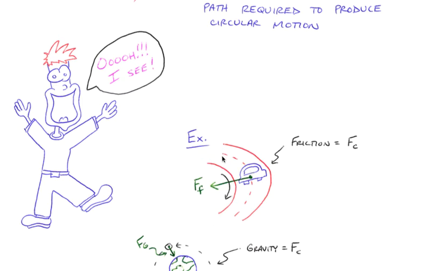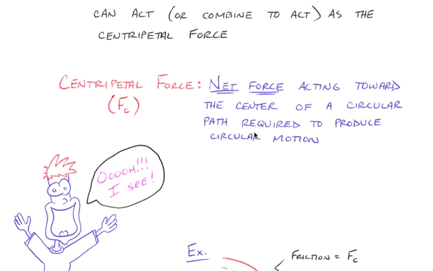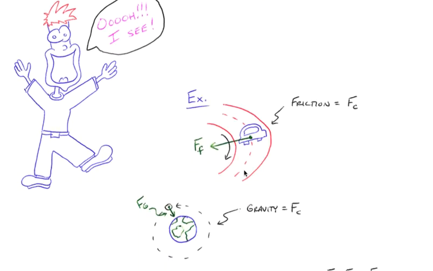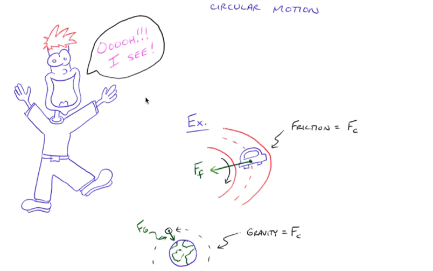So before we even consider anything, we know that if it's traveling in a curved or circular path, then that's a centripetal force requirement. There must be a center-seeking force that acts towards the center of this path. So we know that there must be a force pointing towards the center of the circular path. And now we just have to say, well, what actual force acts as the centripetal force?